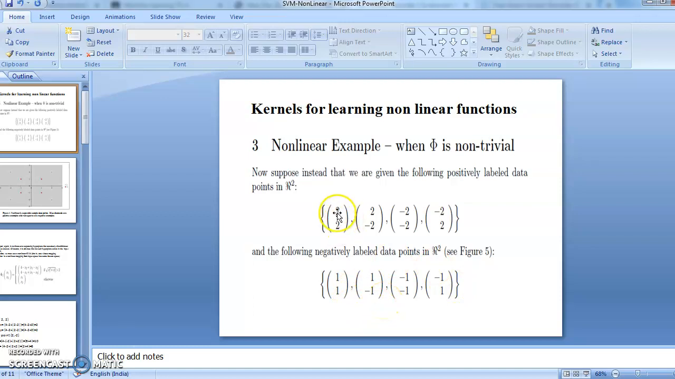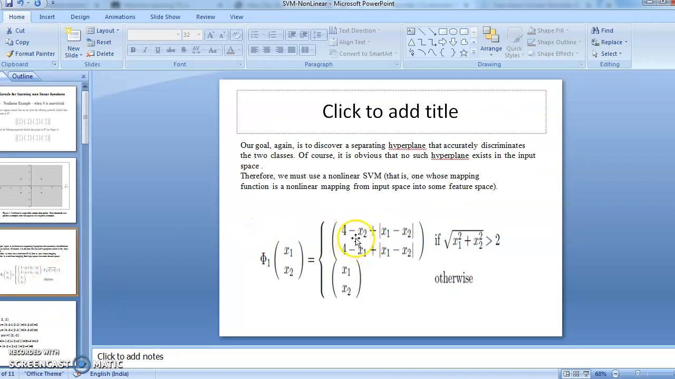Now see this example: 2 square plus 2 square is 8, and the square root of 8 is greater than 2, so we need to apply the kernel function here. Similarly for all the remaining data points. Now see what the transformed data points will be. The first value represents the x value, the second value represents the y value. So what is the x value? The function is 4 minus x2 plus the absolute difference between x1 and x2. For the x value you will write 4 minus x2.